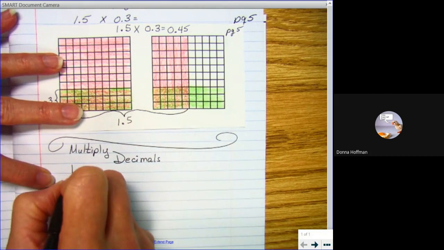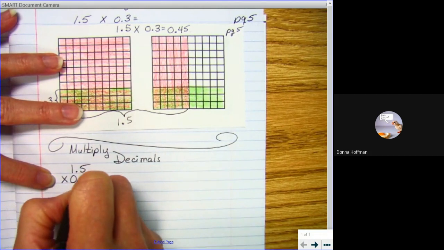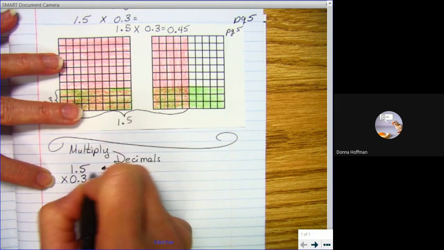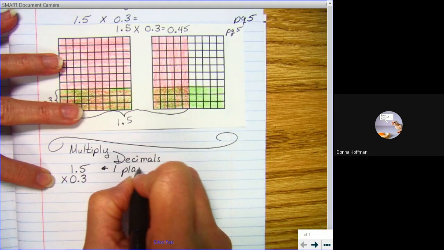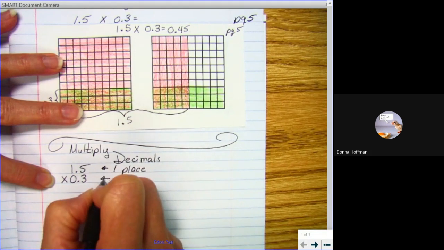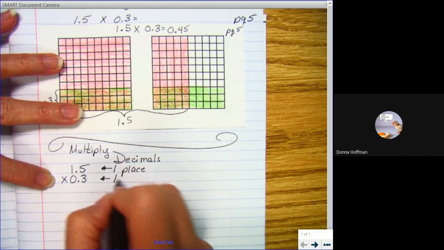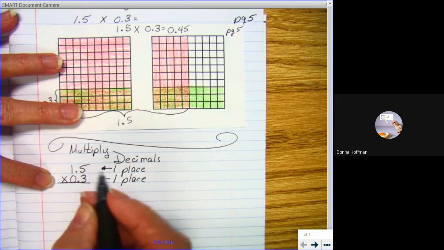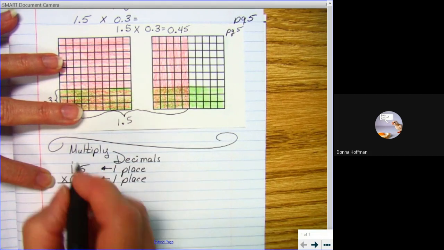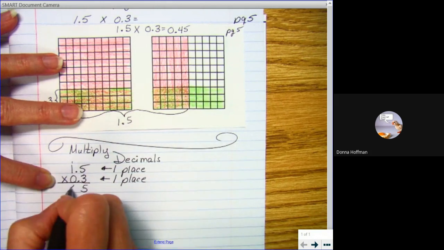And it's 1.5 times 0.3. Now I'm going to mark this. This is 1 decimal place here. I'm also going to mark this one. This is 1 decimal place here. Now I multiply 3 times 5, 15. 3 times 1 is 3, plus that carryover would give me the 4.